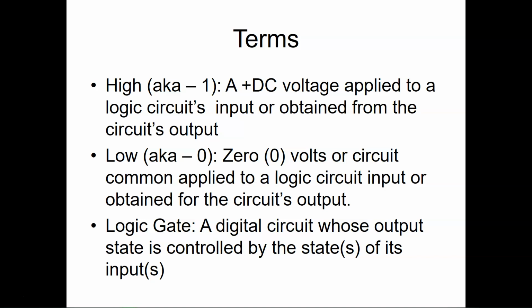So we have some different terms here. We have high, which is when voltage is applied to the circuit. We have low, which means you have 0 volts or less voltage to give an output. You have what's called a logic gate. This is where you have a digital circuit whose state is controlled by its inputs. I'll go ahead and give you all just a minute to write that down.